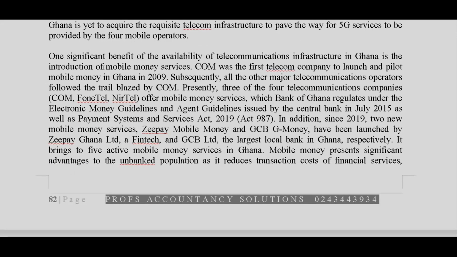So one significant benefit of the availability of telecommunications infrastructure in Ghana is the introduction of mobile money services. Com is the first telecom company to launch and pilot mobile money in Ghana in 2009. That's way back. Subsequently, all the other major telecom operators followed the trail blazed by Com. So Com sets the standard. He started.